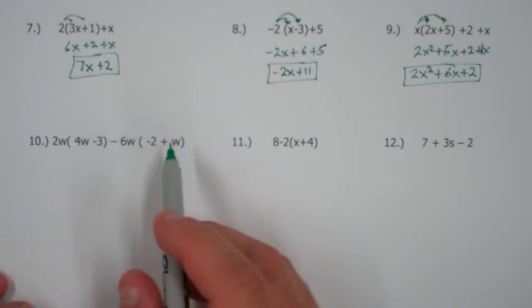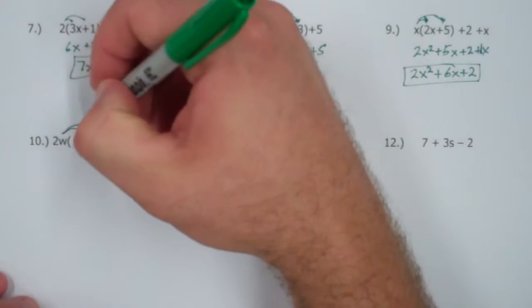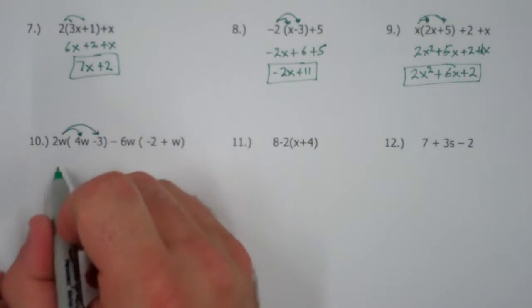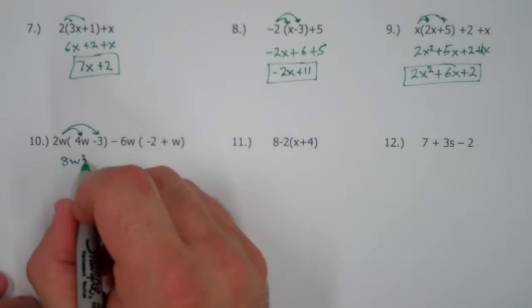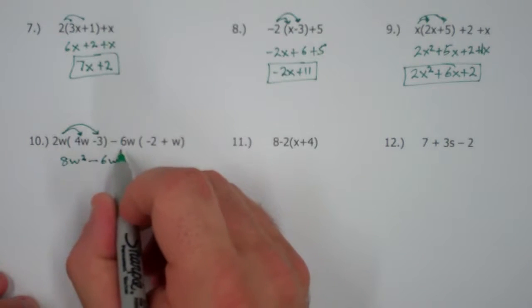This one has a little bit of some distribution going on. So we'll do the 2w times the 4w and then times the negative 3. So that's 2 times 4, which is 8. And then w times w, which is w squared. 2w times negative 3 is negative 6w.